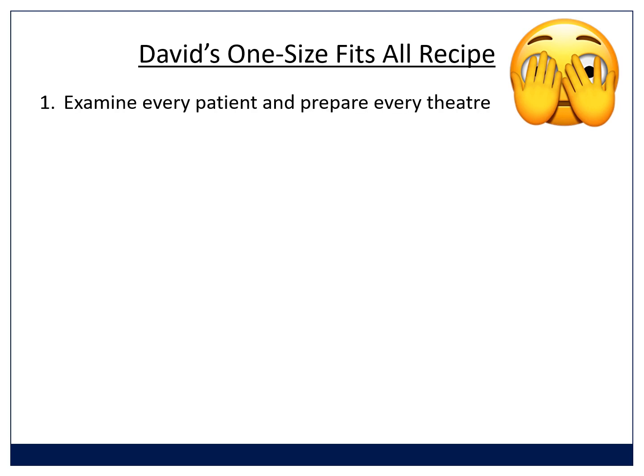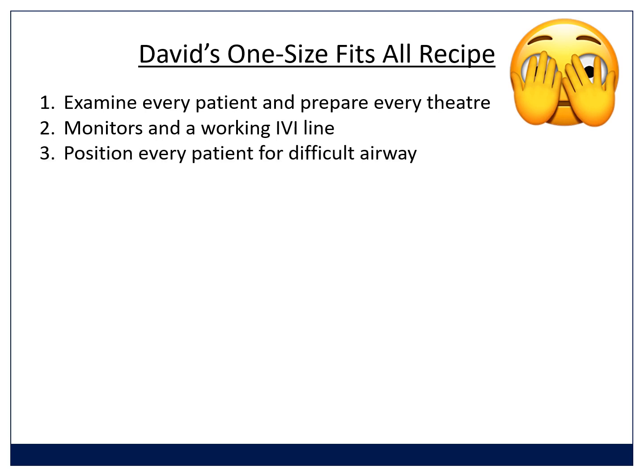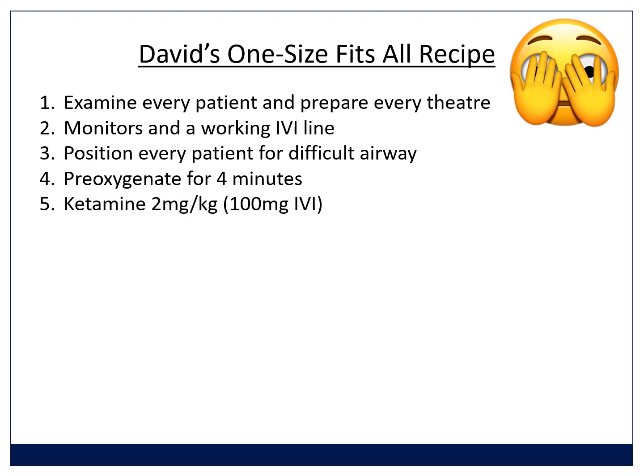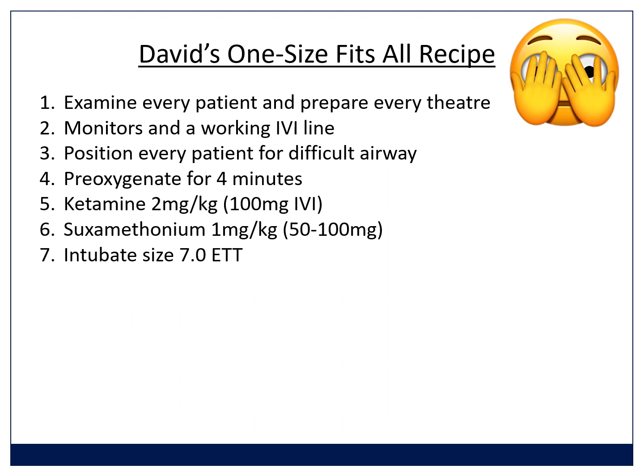So the first thing is that I would examine every patient and I would prepare every theatre. I would put monitors on the patient and I'd make sure I had a good working IV line. I'd position the patient as if they had a difficult airway every single time. I would pre-oxygenate for a full 4 minutes with 100% oxygen, just to buy me time while I'm intubating. And then I would give ketamine 2 milligrams per kilogram. If you're not sure, you give 100 milligrams of ketamine IV. I'd give succinylmethonium 1 milligram per kilogram, something like 50 to 100 milligrams. And then I would intubate with a size 7 endotracheal tube in most adults.